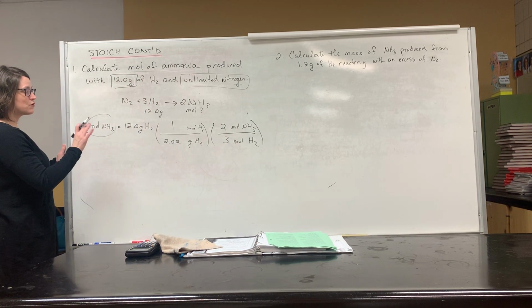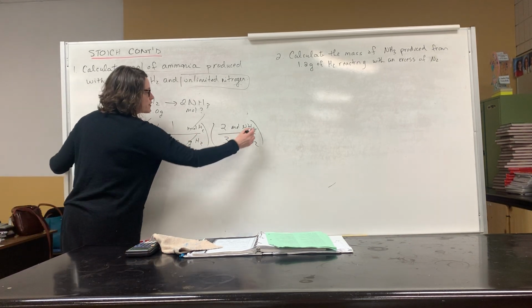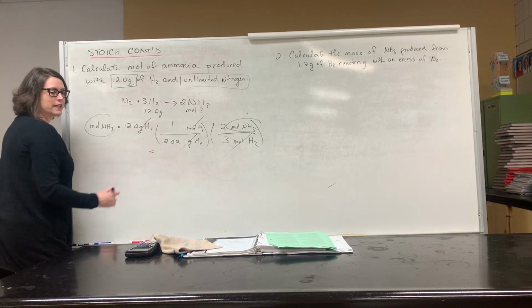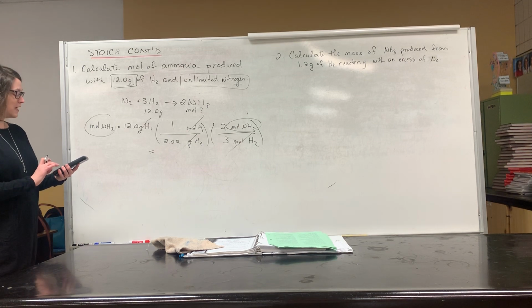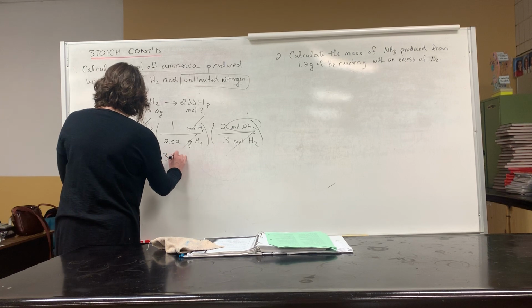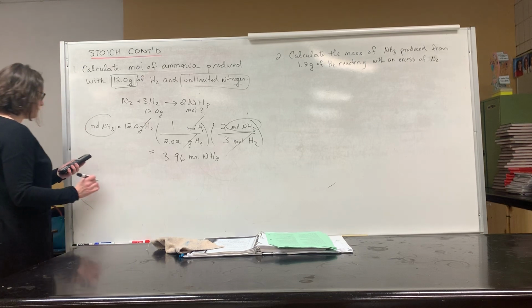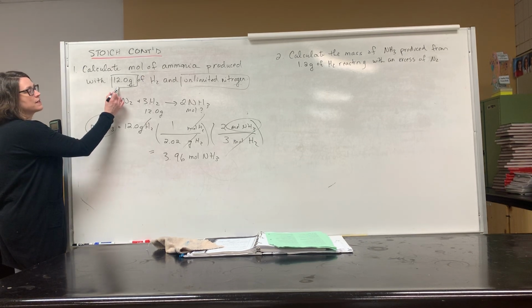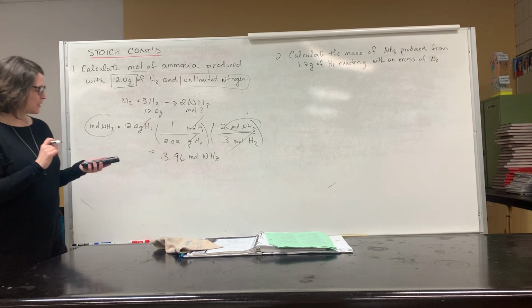So now, let's just check our units before we move forward. Grams of H2, moles of H2, moles of H2. I'm left in moles of NH3. So my units all cancel properly. So 12.0 times 2 divided by 3 divided by 2.02, and you get an answer of 3.96 moles of NH3. Now, check your sig figs. 3 sig figs here, 3 sig figs there, you're good. Got it? Okay. Next question.